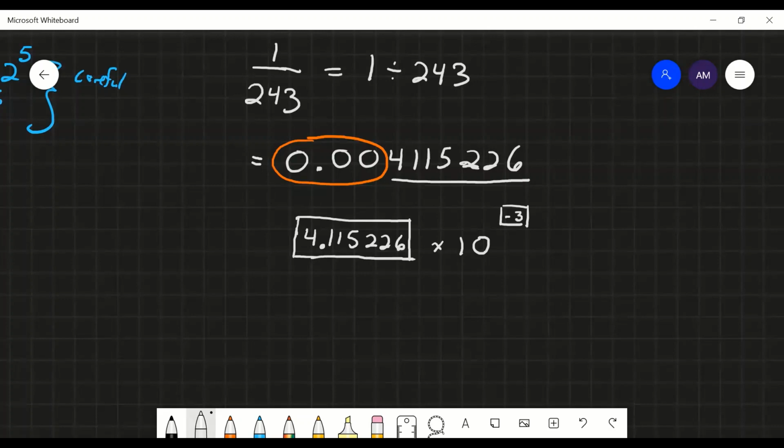So the standard is to have one digit and then a decimal, and then however many digits you choose to have afterwards. The number in the exponent will take care of the rest. So that should be our answer: 4.115226 times 10 to the power of negative 3.